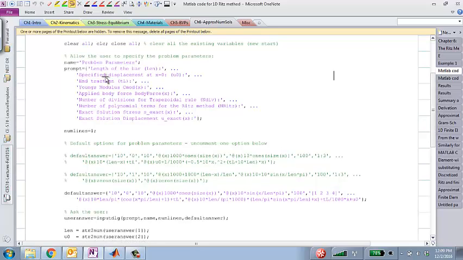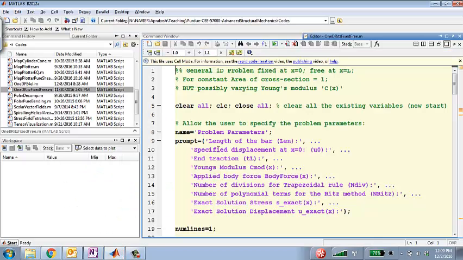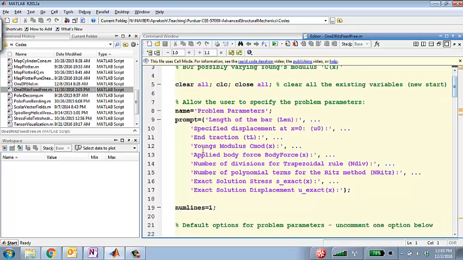The things that the program will ask you is to tell me the length of the bar, tell me the specified displacement at x equal to 0, tell me what the traction is at the end, give me a function for the Young's modulus function. If the function is constant, you have to use what I'll show you in a little bit. So maybe I'll actually run this and show you the output.